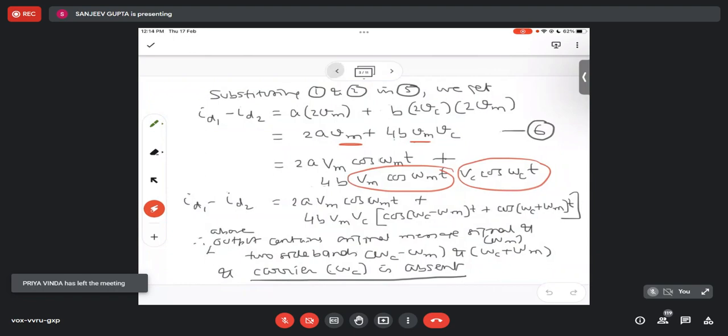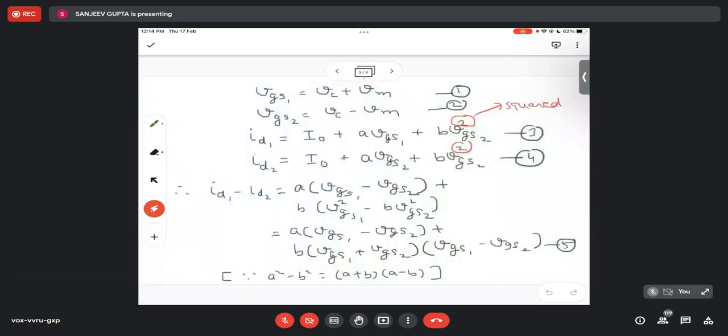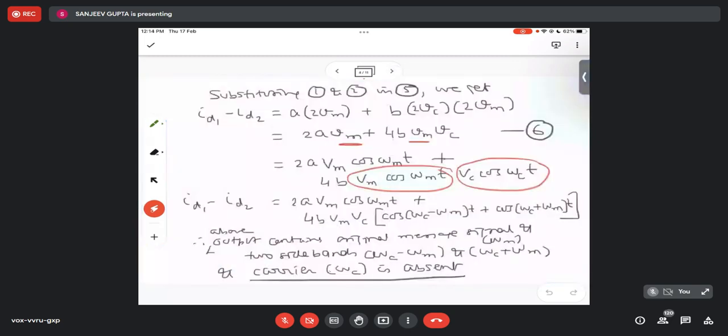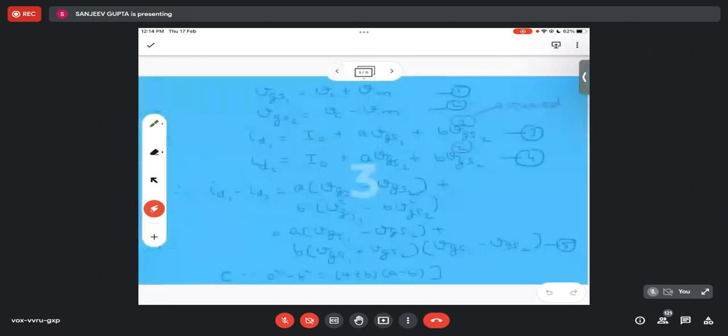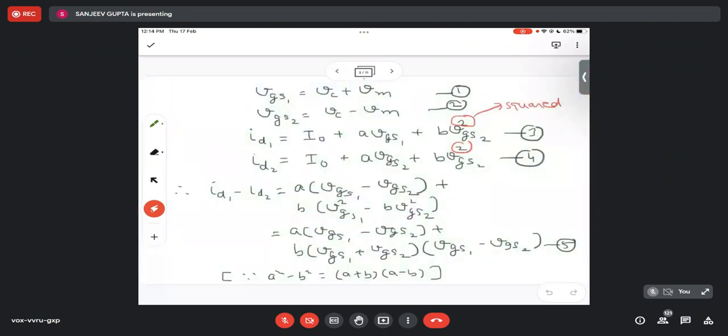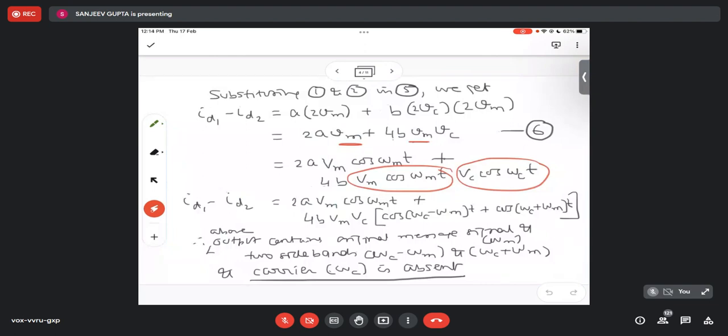Now if I substitute equations 1 and 2, which are my equations for VGS1 and VGS2, into 5, I will simply get A twice VM, because I'm subtracting 2 from 1. VC will cancel: VC plus VM minus VC plus VM, so it becomes twice VM. And similarly here it becomes B times twice VC times twice VM.